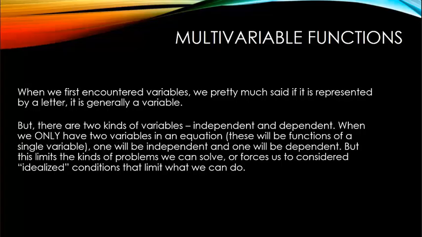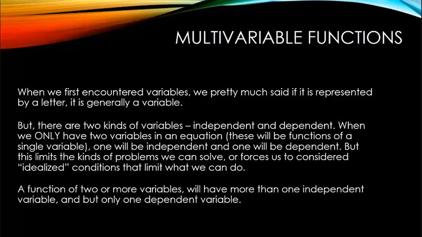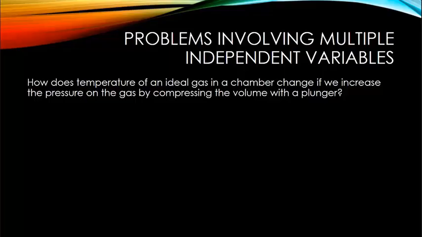If I limit myself to a single independent variable, then I have to constrain the conditions of my problem to be idealized. In other words, if I'm doing a physics problem, I have to ignore things like friction or air resistance or wind shear. A function of two or more variables will have more than one independent variable, but still only one dependent variable. So for example, I might want to know how temperature in an ideal gas will increase if I increase the pressure on the gas by compressing the volume with a plunger.